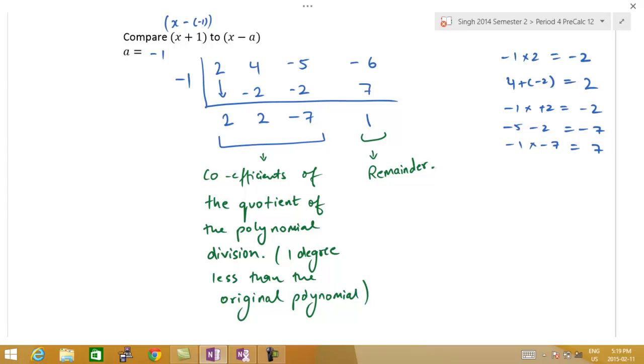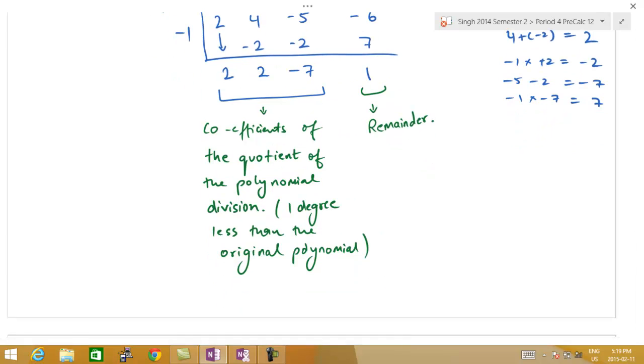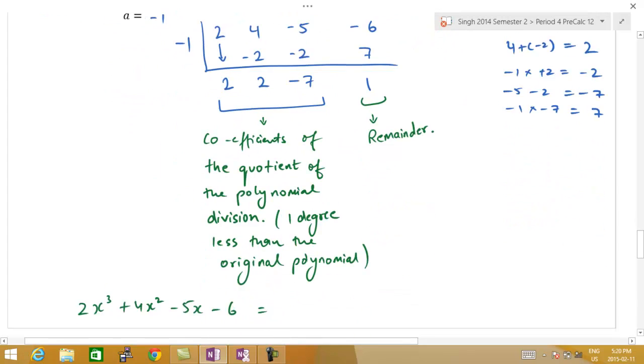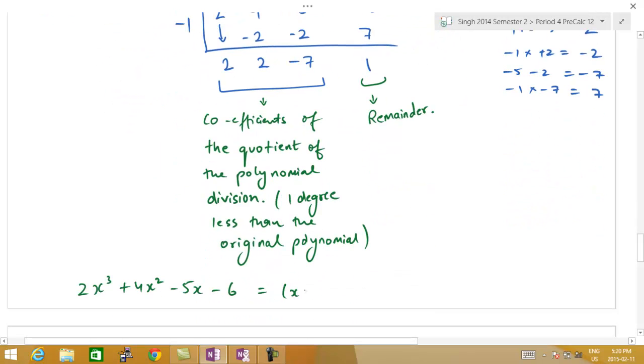So what this means is, as our division statement, 2x cubed plus 4x squared minus 5x minus 6 is going to equal... So we divided it by the expression x plus 1. So that's the first part that goes over here. And the quotient is the second part that we normally get. So the quotient is going to be this.